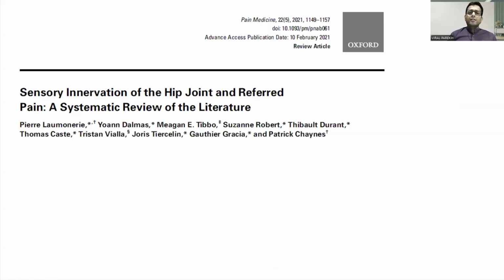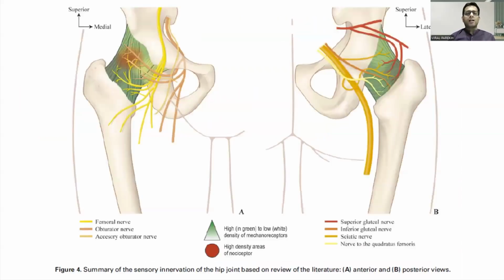So after discussing the lumbar plexus, sciatic block, and the sacral plexus, now we'll discuss the sensory innervation to the hip and blocks for hip analgesia. All of us know the anterior capsule of the hip is more painful because it has more nociceptive fibers, and it receives innervation from the femoral nerve, obturator, and the accessory obturator nerve.